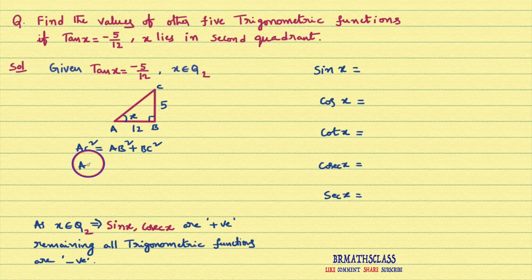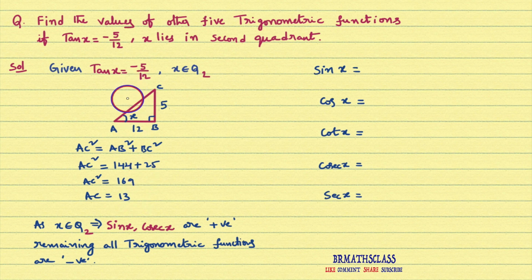So AC square equals AB square. AB is 12, AB square is 144, plus BC is 5, BC square is 25. So 144 plus 25 is 169. So AC square equals 169. AC equals, actually we need to write plus or minus 13. But AC is the distance between 2 points. This is always positive. So we take AC as 13.